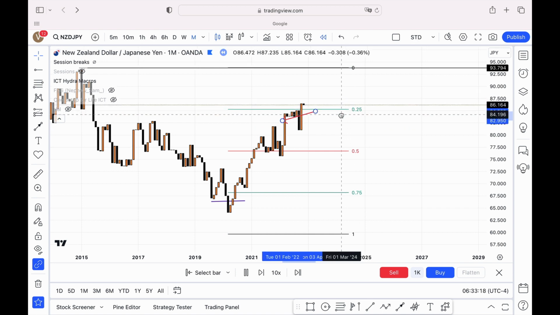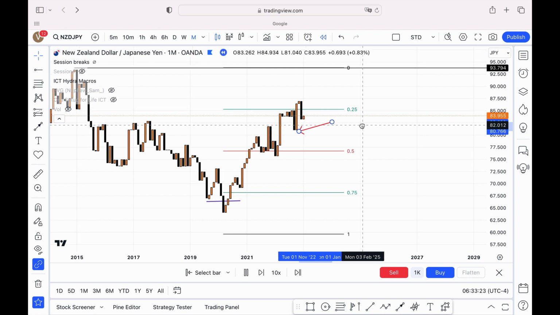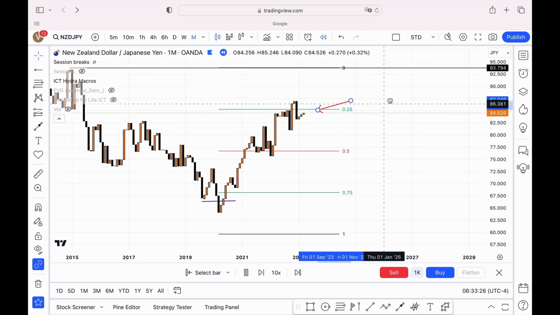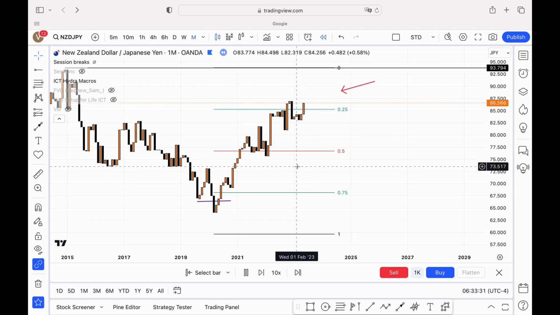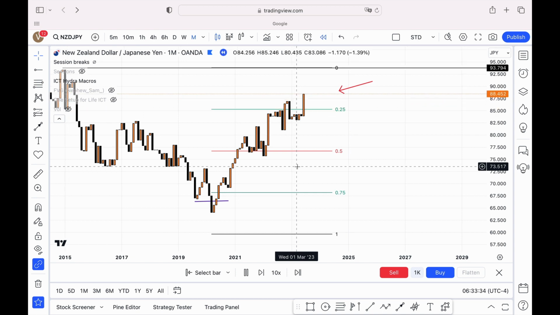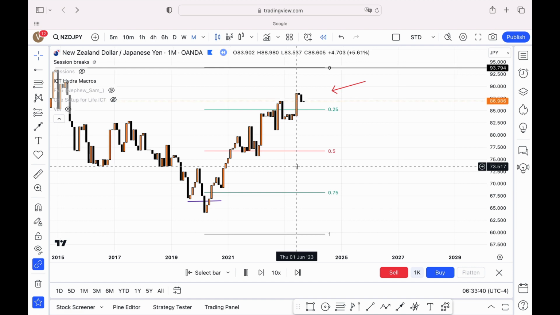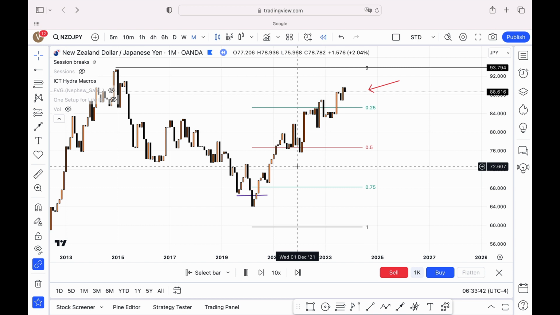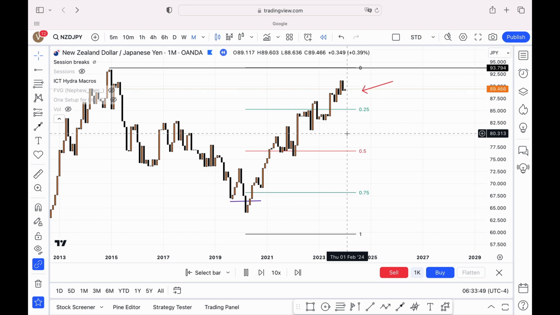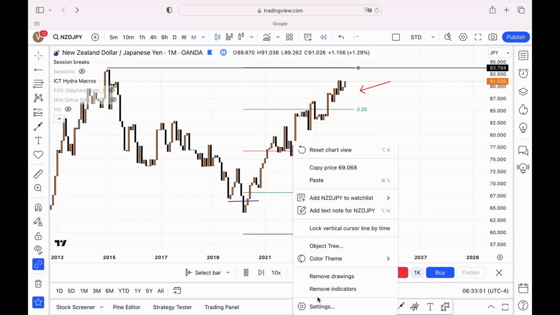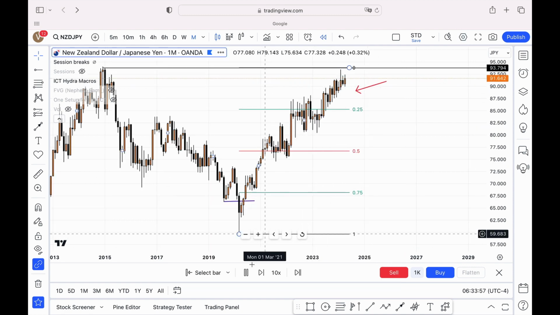There's another area right here. You've got a fair value gap. So there's a second opportunity there. And then let's see how it gets to its destination. Okay. So there we go. I'm going to put the wicks back on. As you can see, we're at the destination. So I'm just going to close that.